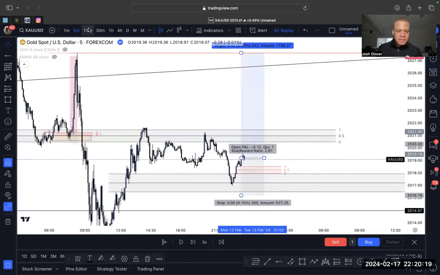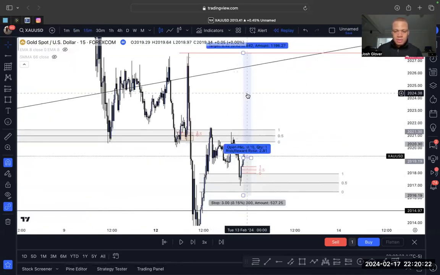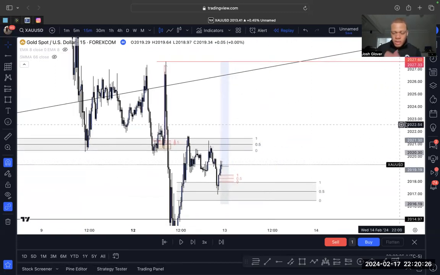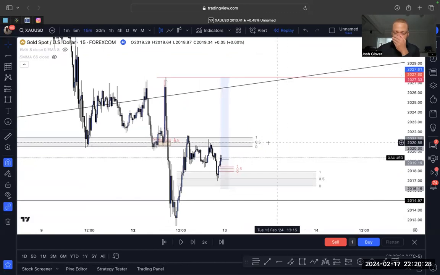But you'll see in a second. Let me go to the 15 minutes so y'all can see. So that's my entry off that fair value gap. That's what I was looking for to happen here, but that's not what happened.